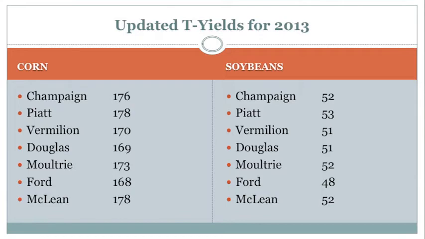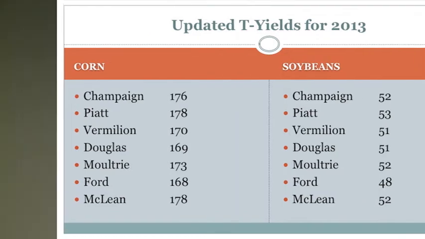Moving on, the T yields. I talked a little bit about changes. Now you do have a sheet in front of you that shows all the T yields for 2013 updated. There's corn on one side, soybeans on the other, and in the southern part of the state they have actual double crop. The counties that do have insurable double crop beans will show up on there as well.